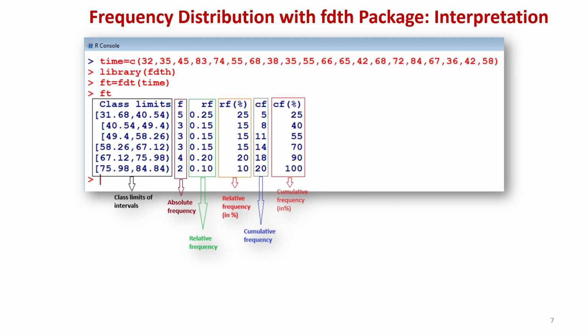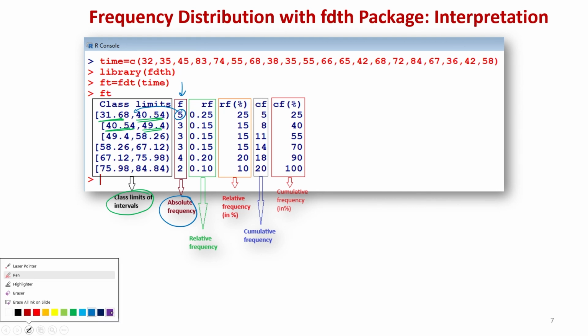So you can see here that the first block is giving you the class limits of the interval. The intervals are like 31.68 to 40.54, 40.54 to 49.4 and so on, right. It has been determined automatically by the default options. The second column here is frequency, which is actually the absolute frequency. So there are 5 values in the interval 31.68 to 40.54 and so on.